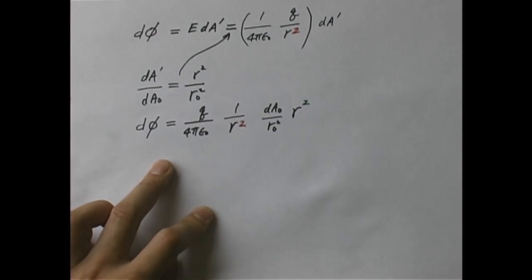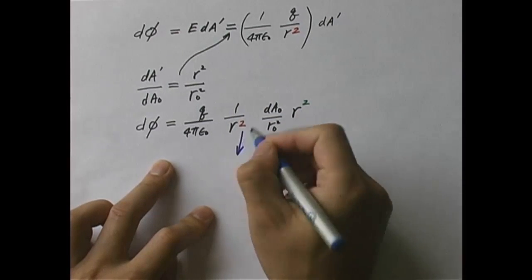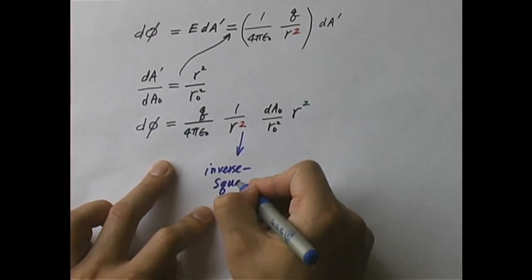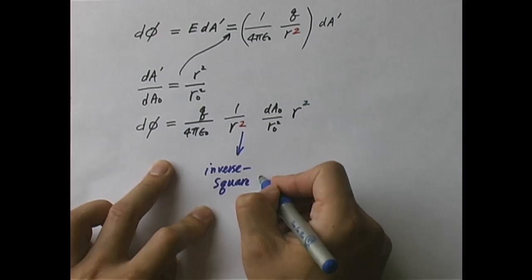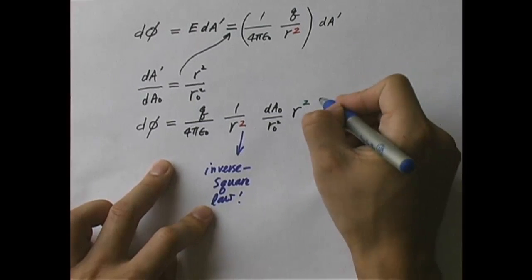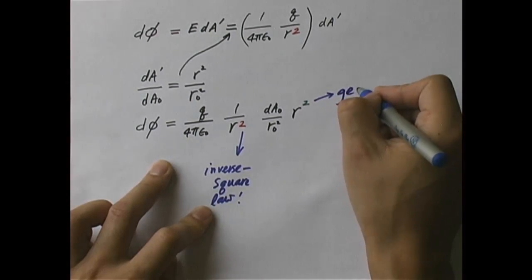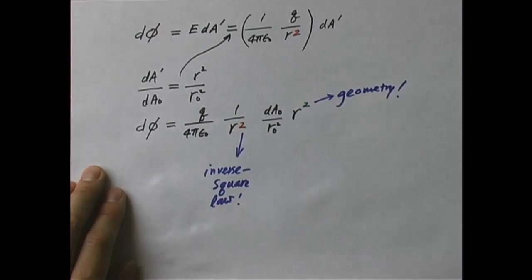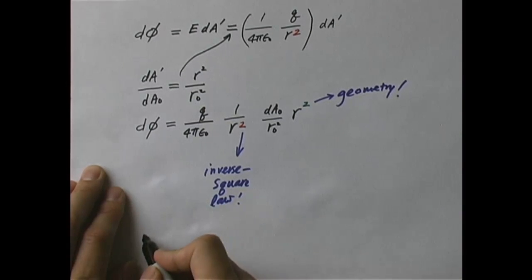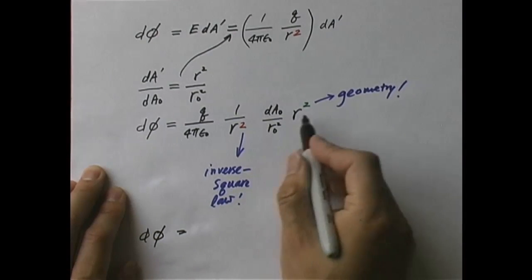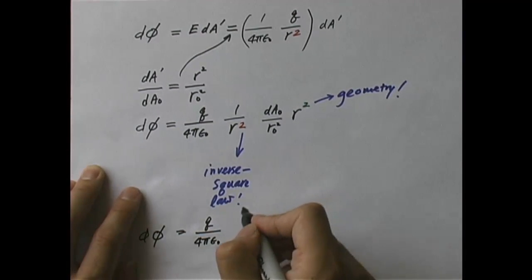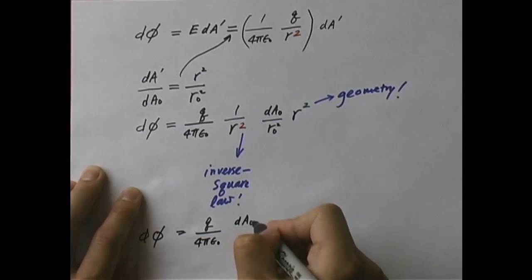I really need to emphasize this. Okay, when can I emphasize this enough? This is from inverse square law. And that is from geometry. They just neatly cancel each other out. Then I get d phi equals, since they do cancel out, q over 4 pi epsilon naught, canceling out dA naught over r naught squared.